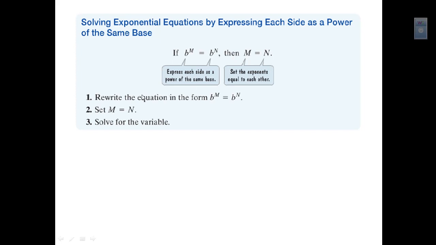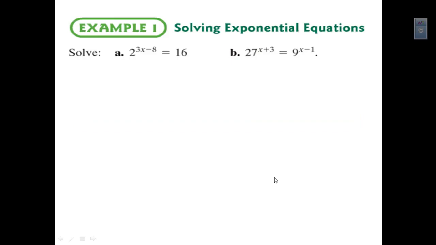So for any kind of equation, if we can write it as an exponential of the same base on both sides, then we can get it to the point where we can set the two exponents equal and solve for any variable we might have.